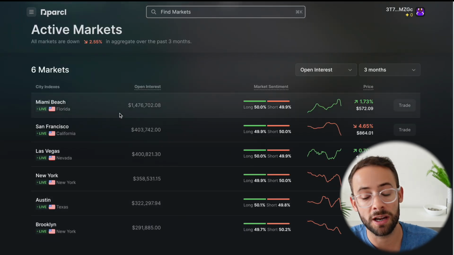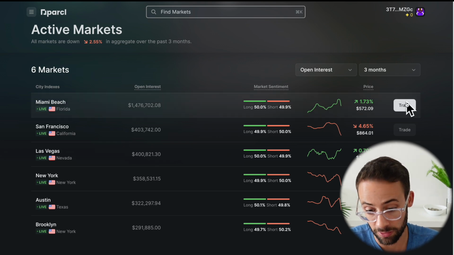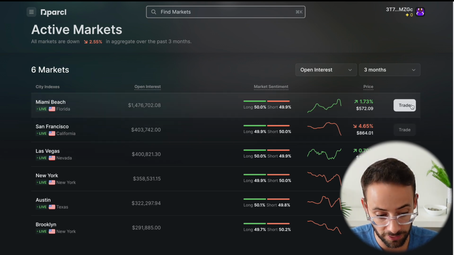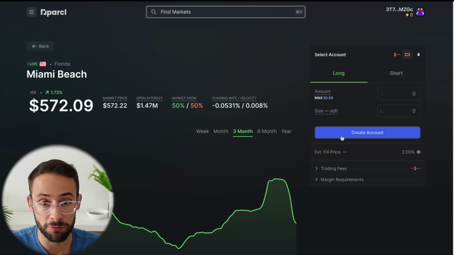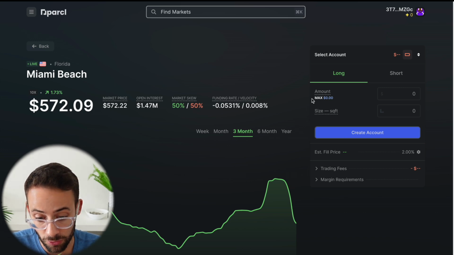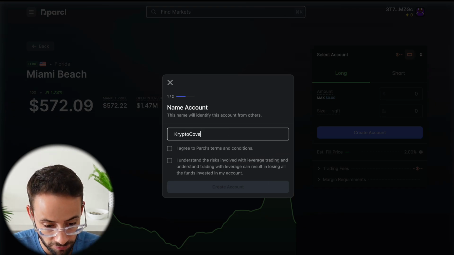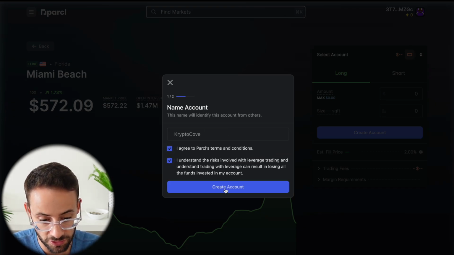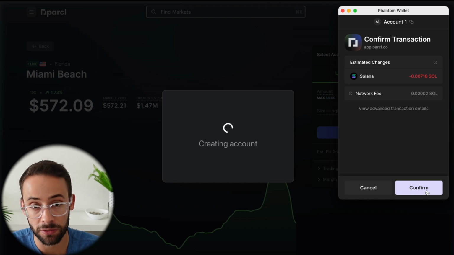So when you decide which real estate market you want to trade, you hit the button on the right-hand side that simply says trade. So let's say I wanted to place a trade for the Miami Beach market, which has the greatest open interest. The first time that you go to place a trade, you're going to need to actually create an account. So let's go ahead and do that. I'm going to name my account kryptocove and agree to the terms and conditions. And when I submit this, I have to sign a transaction in my wallet and pay a tiny amount in gas fees for the transaction.